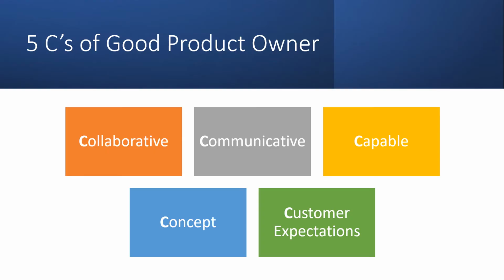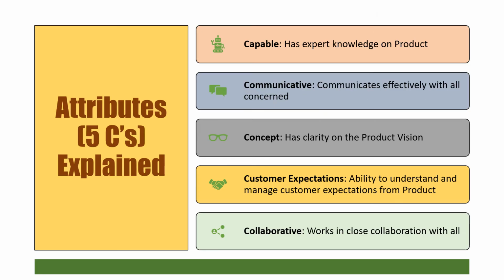Now, these are the 5 C's, or 5 key attributes, of a good product owner. These are the skills that someone playing the role of a product owner for the very first time has to keep in mind to develop. The first one is that a good product owner must be collaborative. He must be communicative. He must be capable, with expertise on the product, and he must have clarity around the concept, that means the vision, and he must understand how to manage customer expectations well. So these are the 5 C's of a good product owner, and we will understand each one of these in detail.